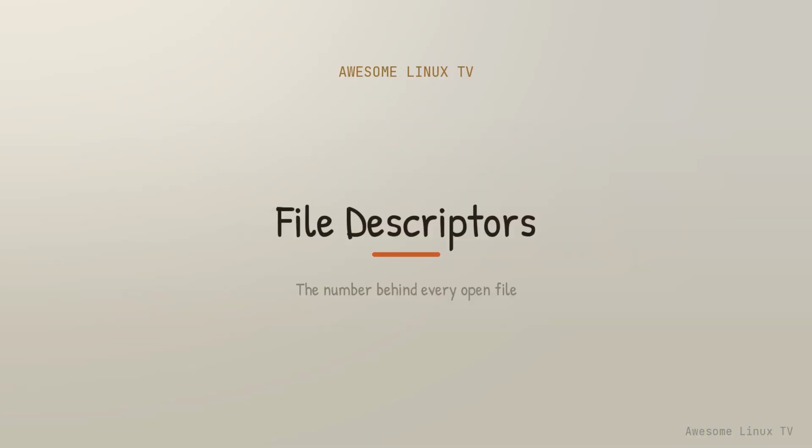Every time a program opens a file, reads from a socket, or writes to the screen, the Linux kernel assigns it a small integer. That integer is called a file descriptor. It's the only thing your program holds onto. No pointers, no handles, just a number. Let's unpack where that number comes from, what it points to, and why running out of them ruins your day.